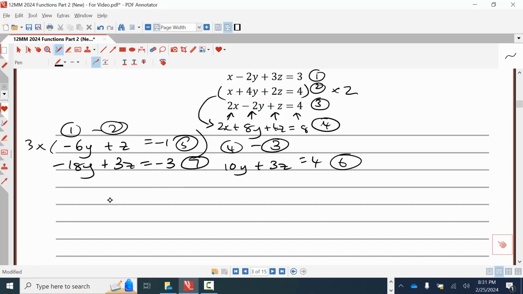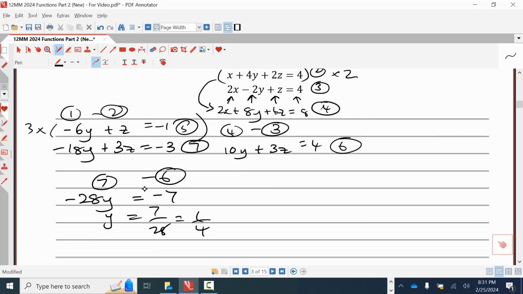All right, so now I'll do 7 take away 6. Negative 18y, take away another 10y is negative 28y. 3z take 3z, eliminated. And this is negative 3 take away 4 is negative 7. Y equals 7 on 28 equals a quarter. All right, that's a good sign because that's what I got in class.